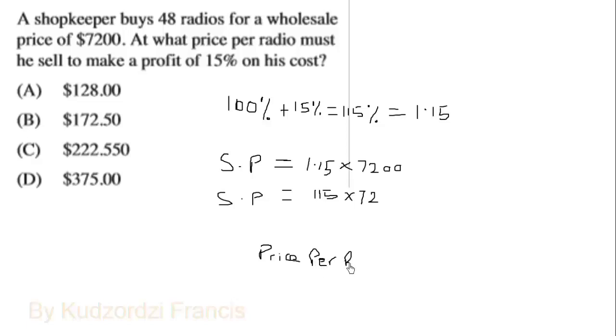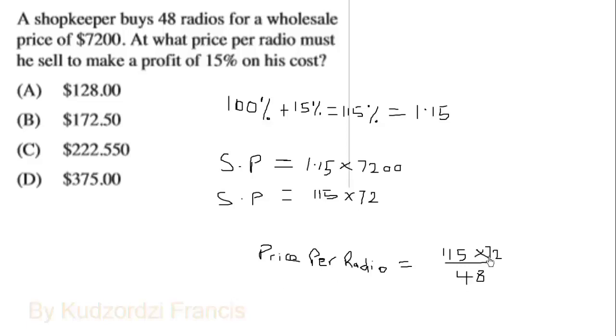Find the price per radio. We divide the total selling price by 48. So we have 115 times 72 over 48. Let's go step by step and cancel.